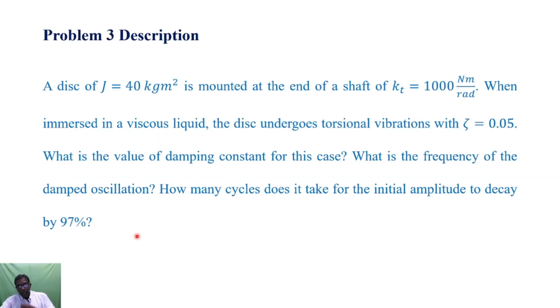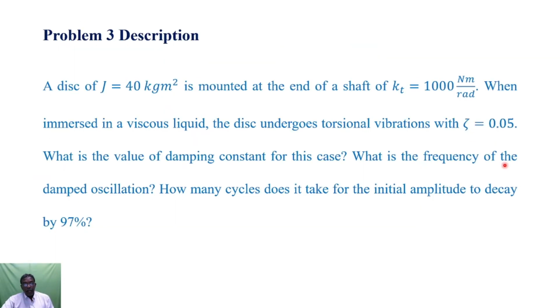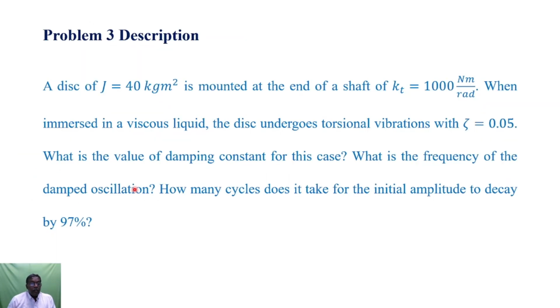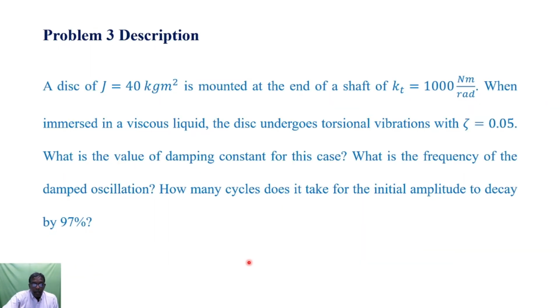The objective is to find the damping constant for this case, that is, we got to find the value of C. We got to find the frequency of the damped oscillation, that is F. Then we got to find how many cycles it takes for the initial amplitude to decay by 97%. It is a damped oscillation, hence with respect to time, the amplitude of vibration will decrease. We would find out the number of cycles by which the initial amplitude is decreased by 97%.